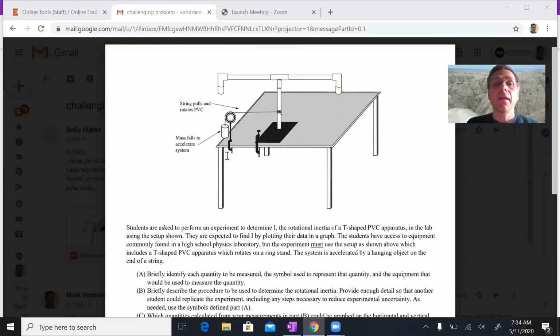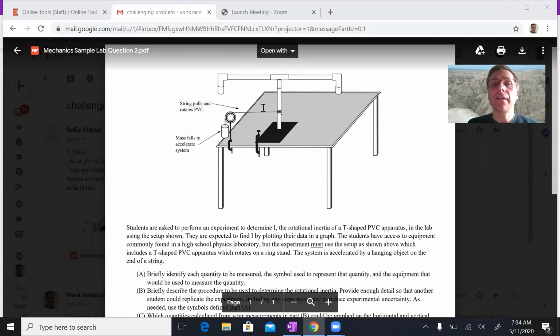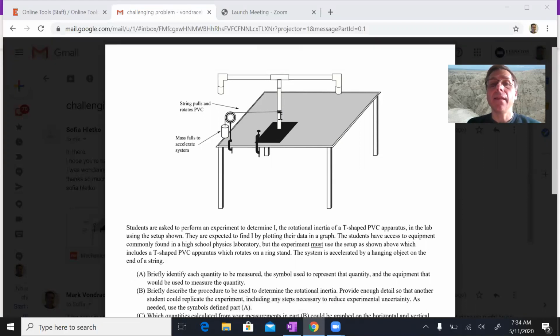So think about the concepts here. Our goal is to try to find the I, the moment of inertia or rotational inertia of this apparatus. It's going to spin, it's going to accelerate. It starts at rest and it's going to start going faster and faster as the hanging weight falls. Ask yourself why. Fundamentally, what makes something spin in the first place? Well, the answer would be torque.